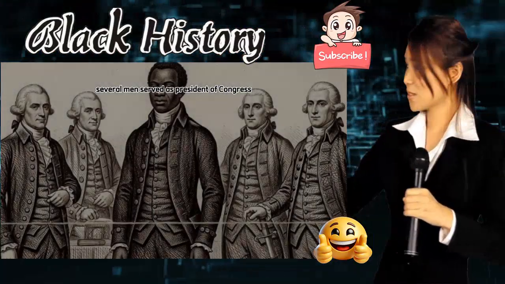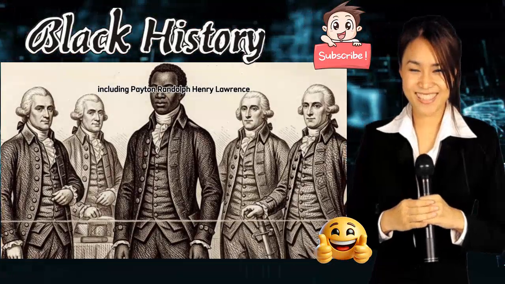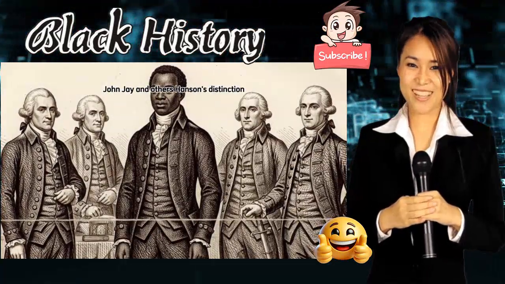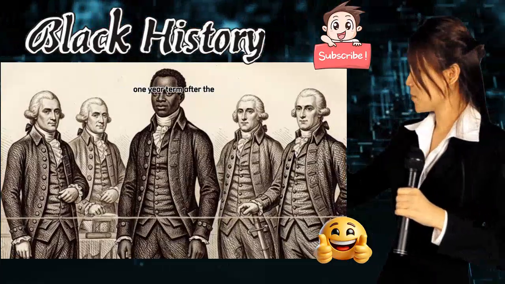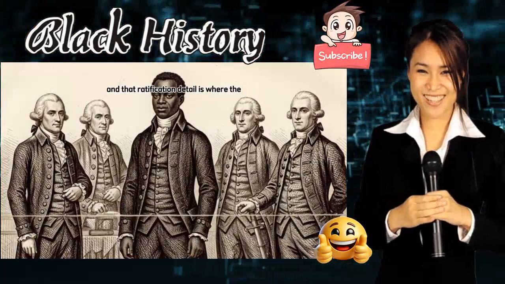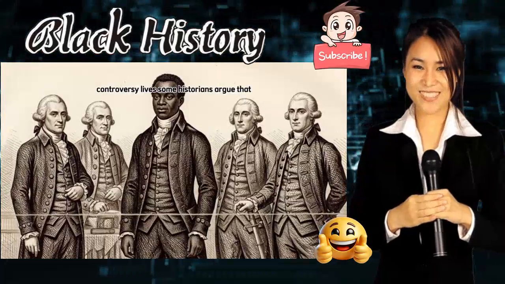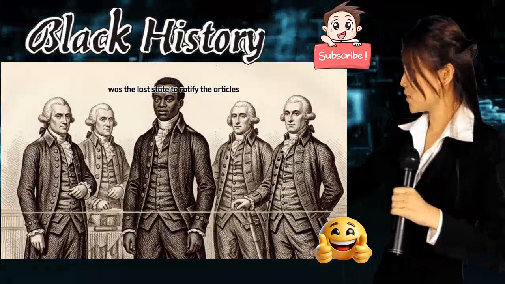John Hanson was not alone. Before Washington, several men served as president of Congress under the Articles of Confederation, including Peyton Randolph, Henry Laurens, John Jay, and others. Hanson's distinction lies in being the first to serve a full one-year term after the Articles were fully ratified by all 13 states. And that ratification detail is where the controversy lives.